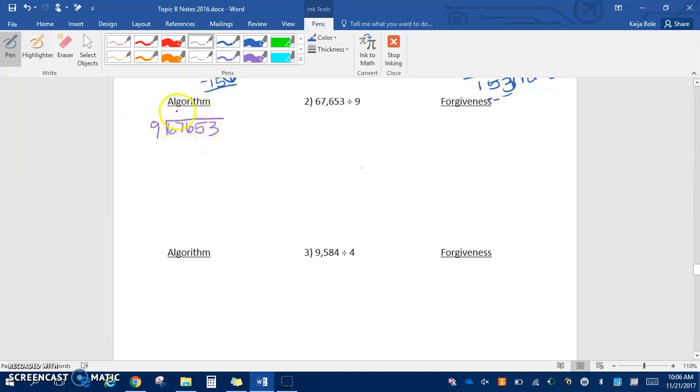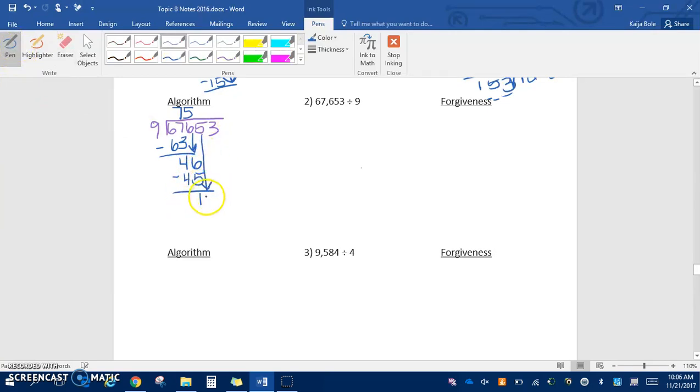And we know that 7 whole groups of 9 go into 67, so I'm putting it above the 7 here. 9 times 7 is 63, so I'm subtracting 63. I'm left with 4, and I bring down the 6. And now I'm asking how many groups of 9 go into 46, which is 5. So I'm going to subtract 45, not 46, 45. I'm left with 1.